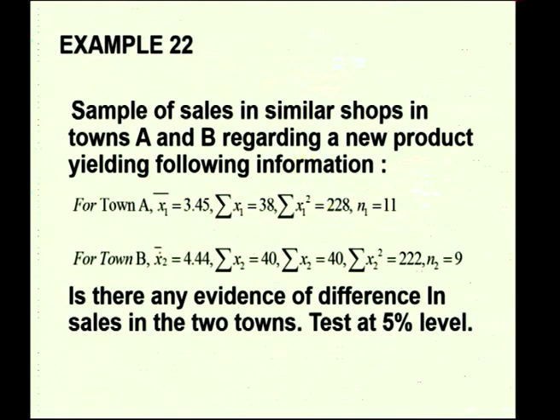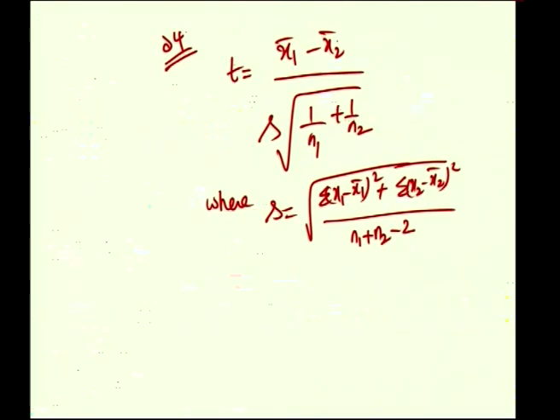In this question, x1 bar and x2 bar are given, but summation x1 minus x1 bar whole square is not given, therefore that we have to find out. Only that is not given, whereas the different values are given. We have to compute this using the values given in the question.